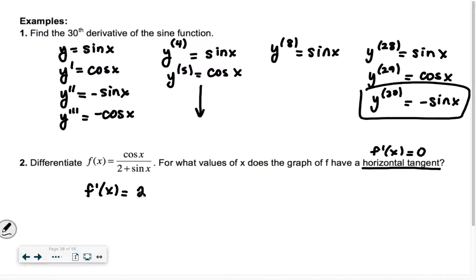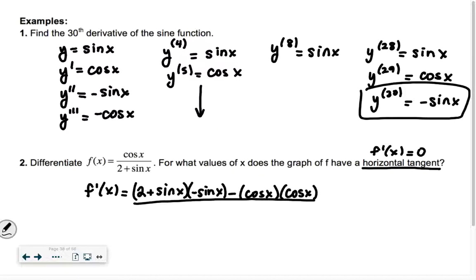So we're going to do low is 2 plus sine of x, and put it in parentheses. And then we multiply by the derivative of the high, which is negative sine of x, minus high is cosine of x, and the derivative of low. So what's the derivative of the denominator? Just cosine of x, right? Because the derivative of 2 went away.